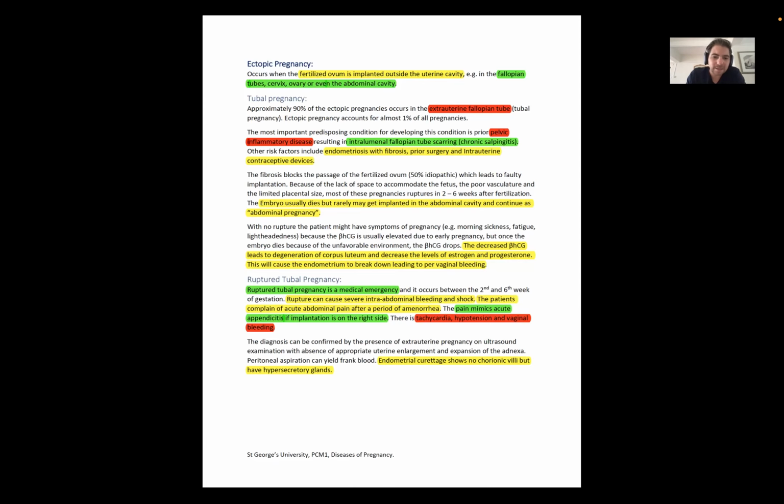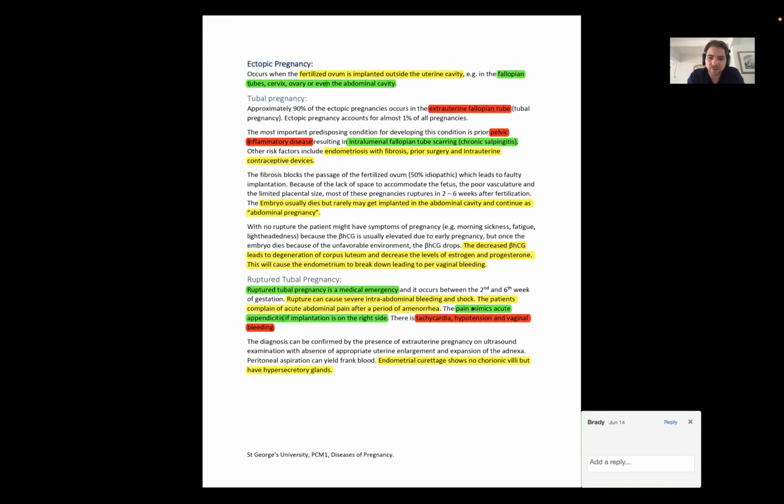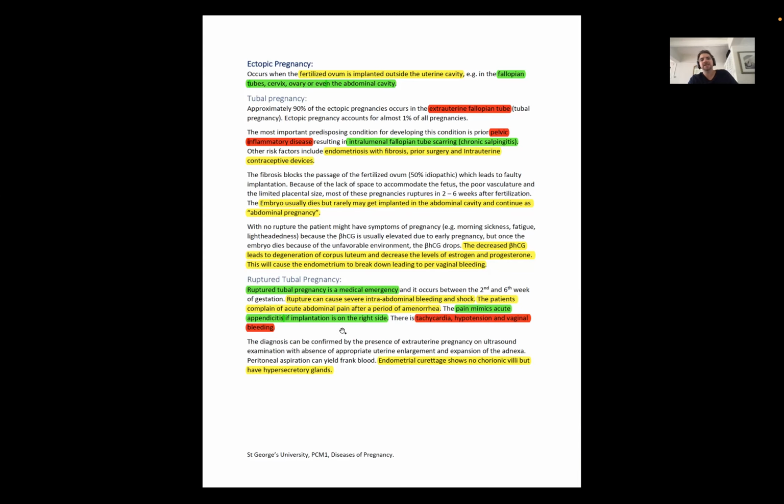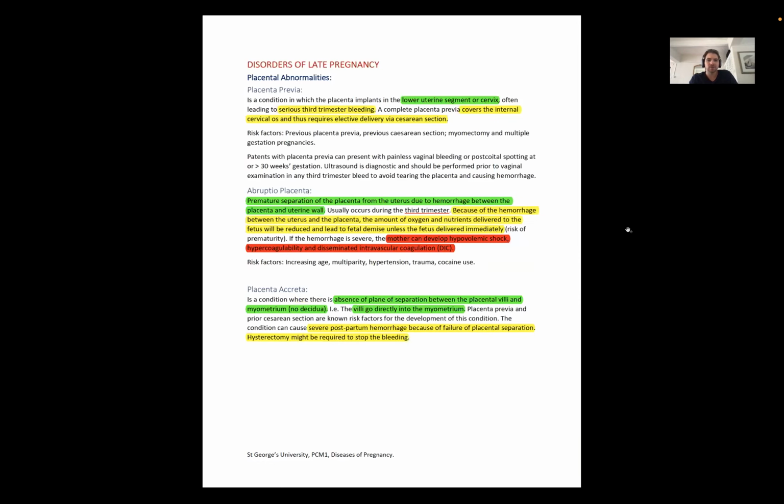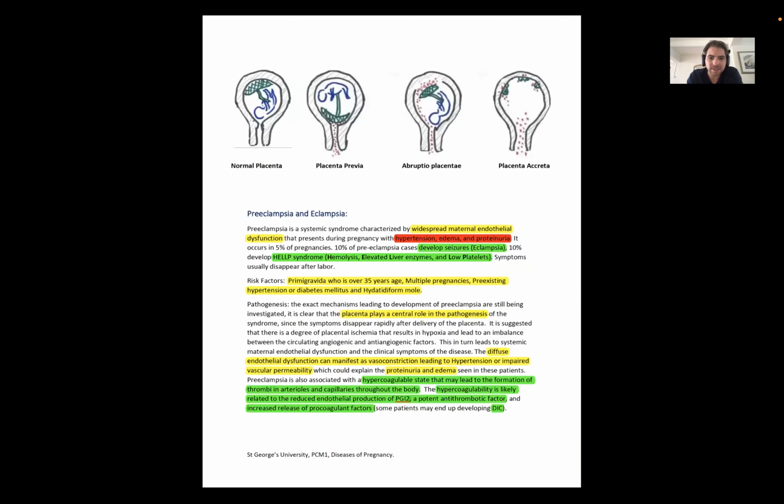So you get that pain. The pain, because of the location, mimics acute appendicitis if implanted on the right side. So you can see that, and you're worried about that ruptured ectopic pregnancy. The placenta abnormalities, definitely know these. Previa is over the os, so you can't see it. Abruptio placenta, I don't think it has to be a traumatic injury, but it's an abruption, so you get a lot of bleeding if the placenta is torn off of the endometrium.